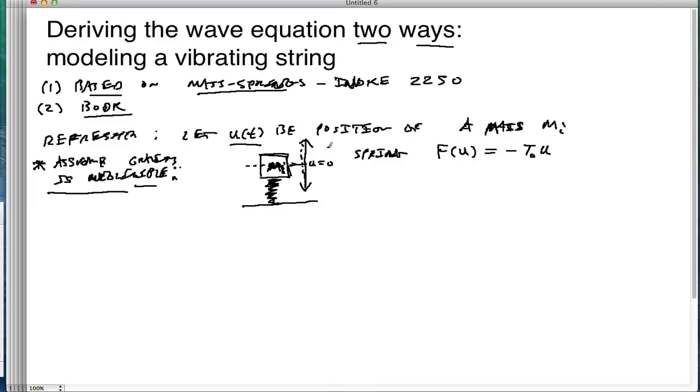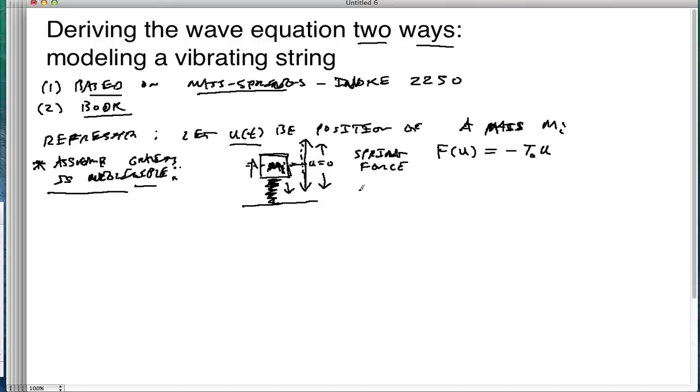Obviously, if I bring u up, if I pull the mass upward, the spring is going to want to pull back to the neutral point. And if I compress the spring down, the force is going to go up. That's why there's that negative sign associated with the spring force. All right, so that's the first force.